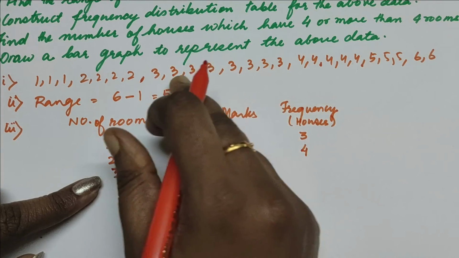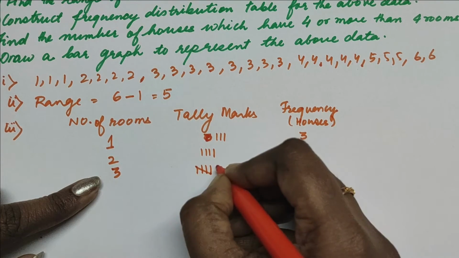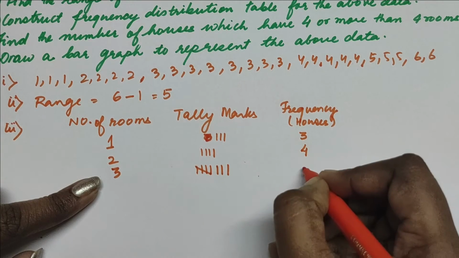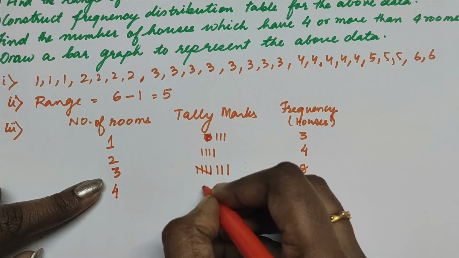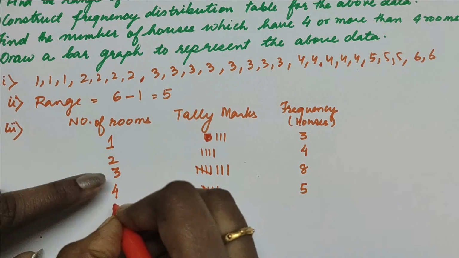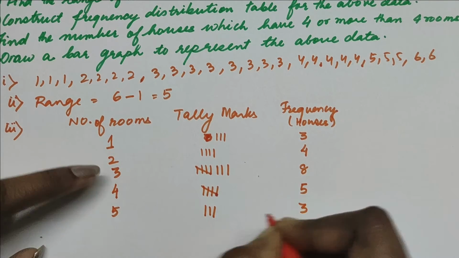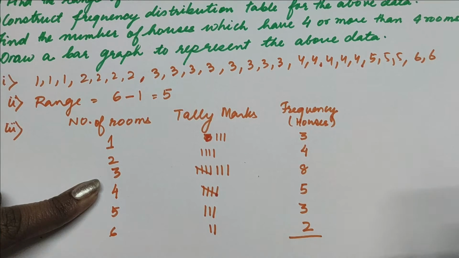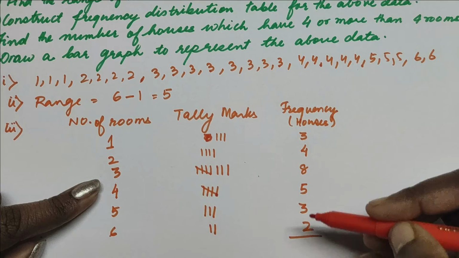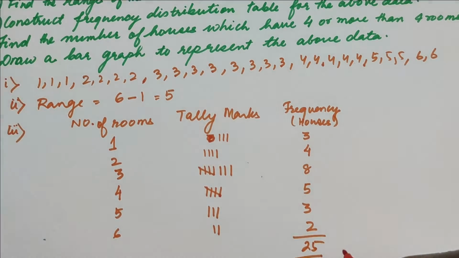3 is occurring 8 times, so 1, 2, 3, 4, and this is 5, 6, 7, 8. So this is how you are going to represent 8. This is the frequency. 4 is 5 times, so 1, 2, 3, 4, and 5. 5 rooms are there in 3 houses, and 6 rooms in 2 houses. You can just add up to know whether you have missed any information: 10, 18, 22 and 25. So we are talking about 25 houses. This is the correct frequency.